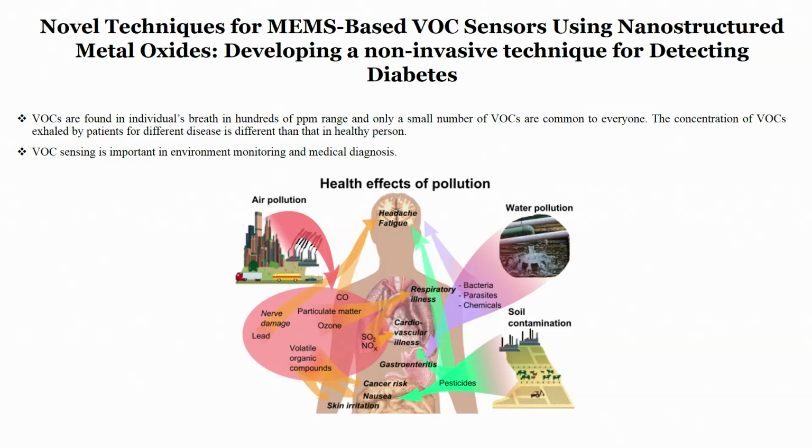As I stated, VOCs are found in an individual's breath in the hundreds of ppm range, and only a small number of VOCs are common to everyone. The concentration of VOCs exhaled by a patient with a given disease is different from that in a healthy person. So, VOC sensing is important in environment monitoring and in medical diagnosis, very important.